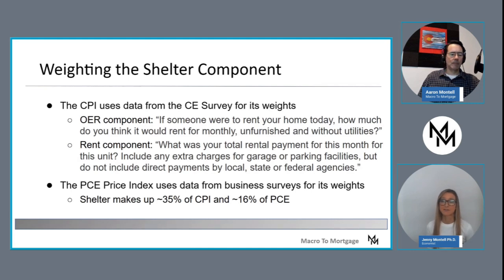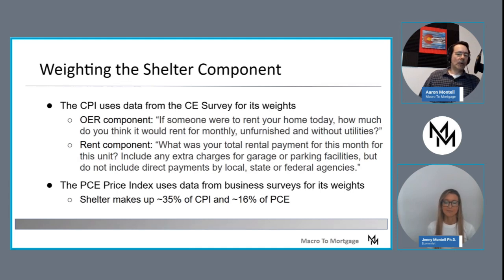And then the rent component, here's the question. Similar, except that they don't have to estimate it. They just have to be able to know what their rent is and answer honestly about what was their rent. And then, of course, what we were talking about, making sure things are apples to apples. They ask about extra charges for garage or parking facilities, and they make sure that they're not including any subsidies that they might receive from the government.